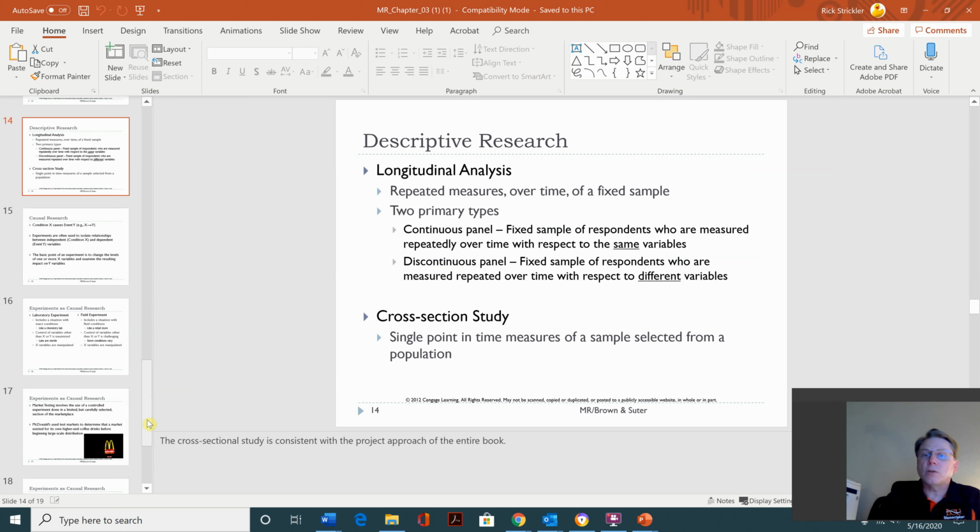And then descriptive longitudinal analysis: repeated measures over time on a fixed sample. Two primary types. Continuous panel, a fixed sample of respondents who are measured repeatedly over time with respect to the same variables. Okay. Discontinuous panel, a fixed sample of respondents who are measured repeatedly over time with respect to different variables. So you're asking how do they respond with these variables versus a month from now, how do they respond with different variables?